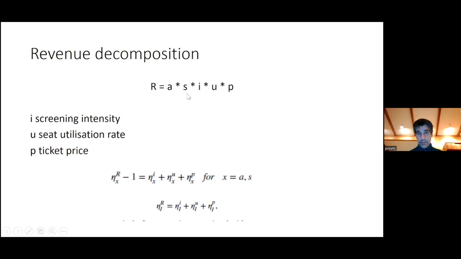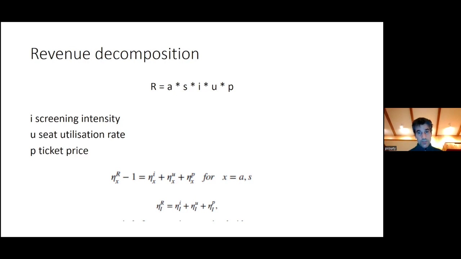So that's an identity. This is something that should hold in the data. But once you know that this holds in the data, what you do is you take elasticities and you get this for both auditorium and seats. You know that the revenue elasticity to auditorium minus one is equal to the elasticity of screen intensity, capacity utilization rate, and price. So if the revenue is not linear, so the left-hand side is not zero, we know that it has to be the sum of what's on the right-hand side.